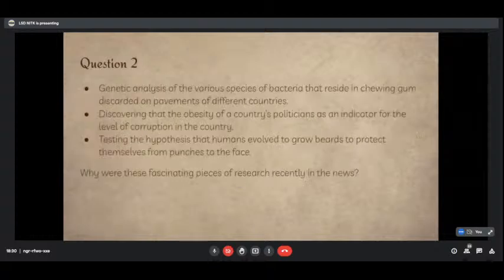Genetic analysis of the various species of bacteria that reside in chewing gum discarded on pavements of different countries. Discovering that the obesity of a country's politicians is an indicator of the level of corruption in the country. Testing the hypothesis that humans evolved to grow beards to protect themselves from punches to the face. So, why were these fascinating pieces of research recently in the news? Think about the nature of these pieces of research. Why would they be in the news recently? 15 more seconds.